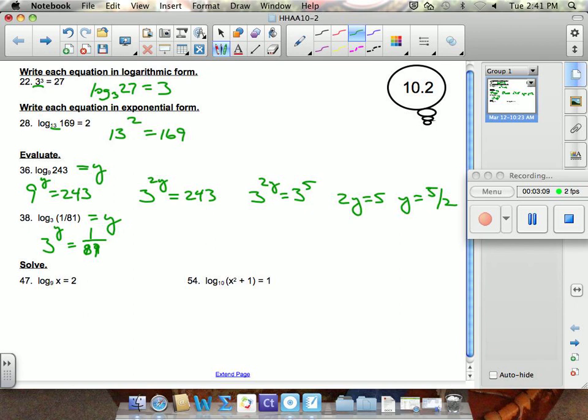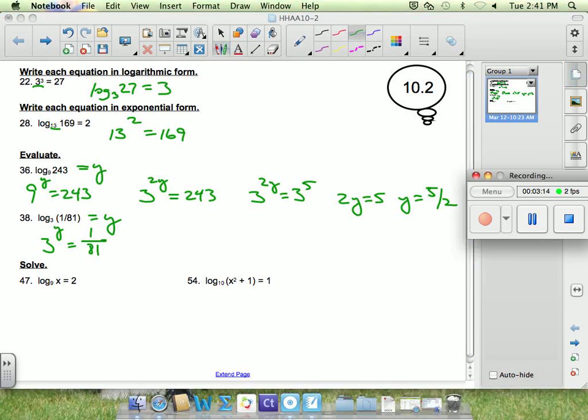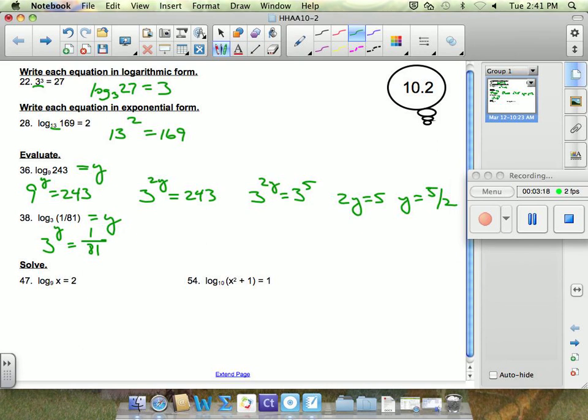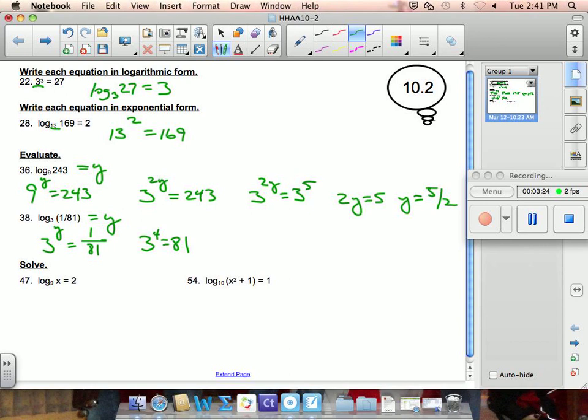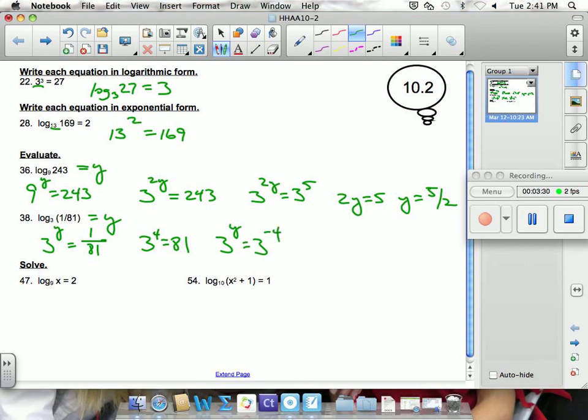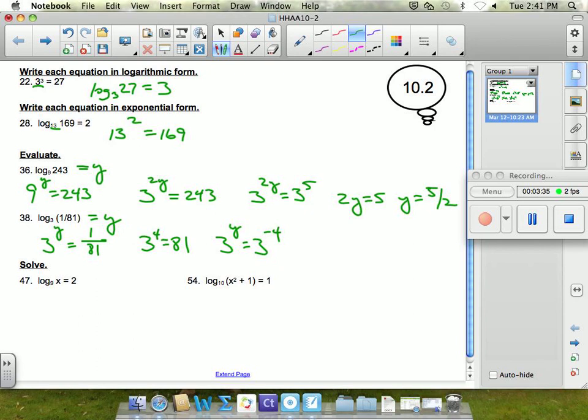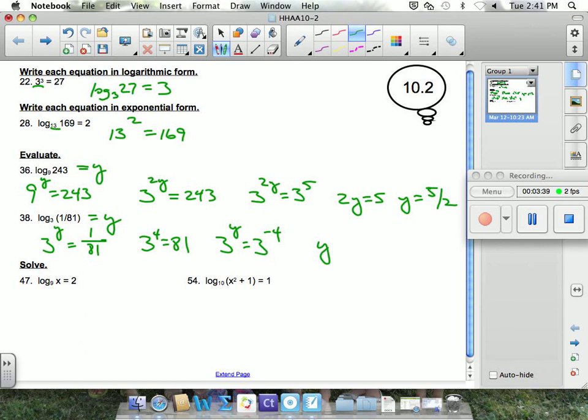Now 3 does go into 81. 3 to the 4th gives me 81. But my goal is 1 over 81. So how can I change that? Well, I can say that 3 to the y equals 3 to the negative 4th, because 3 to the 4th gives me 81. The negative exponent causes a reciprocal. So my y value would be negative 4.